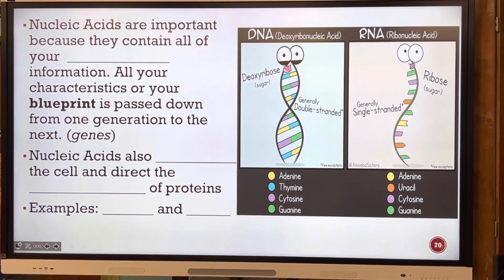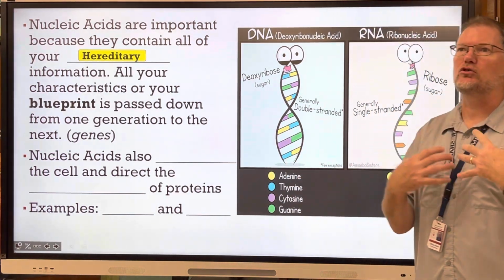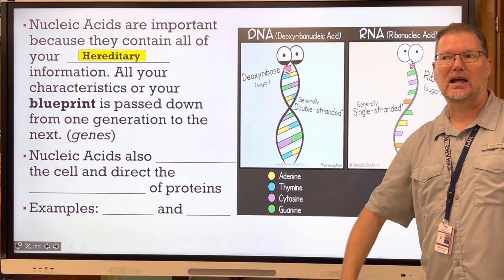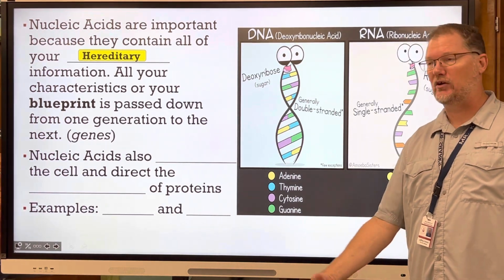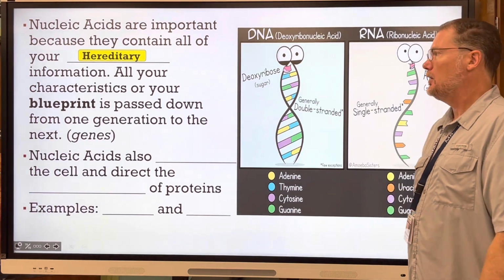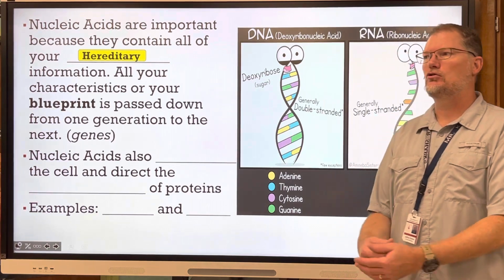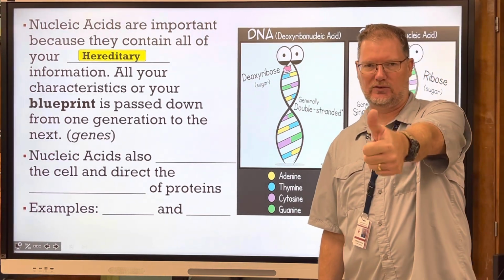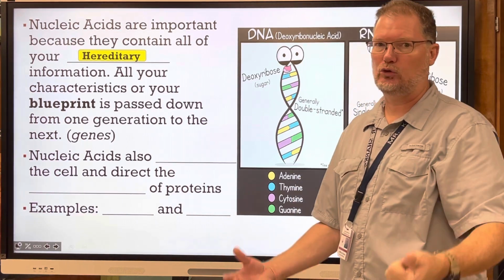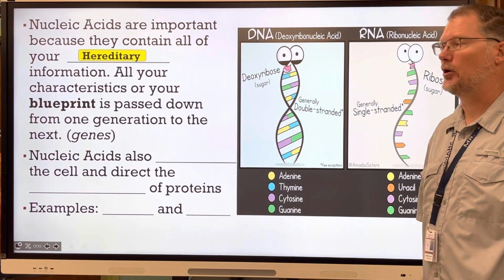Nucleic acids are important because they contain all of your genetic or hereditary information. All the characteristics that make you you, your blueprint that makes you different from every other human being and every other creature on the planet, which is very miraculous in my opinion. We have almost 8 billion people on the planet and no 2 people are alike. Even twins have different fingerprints, and even identical twins are mildly different. Otherwise parents would never be able to tell them apart.